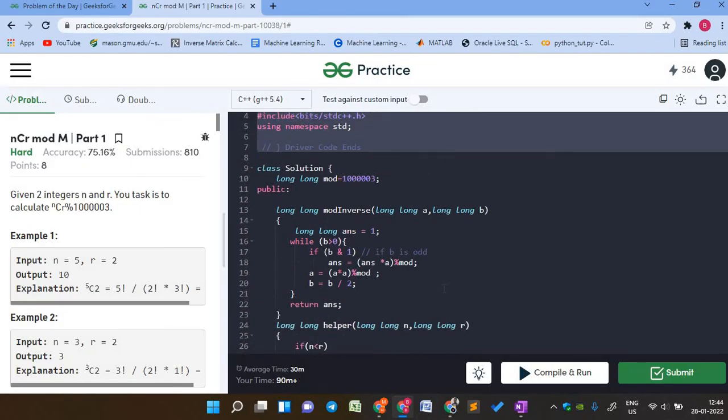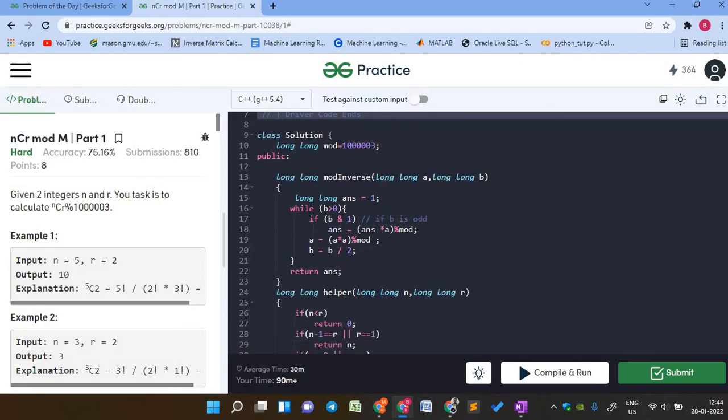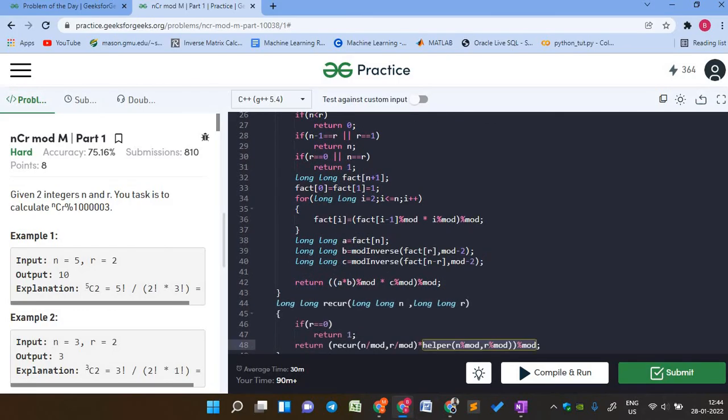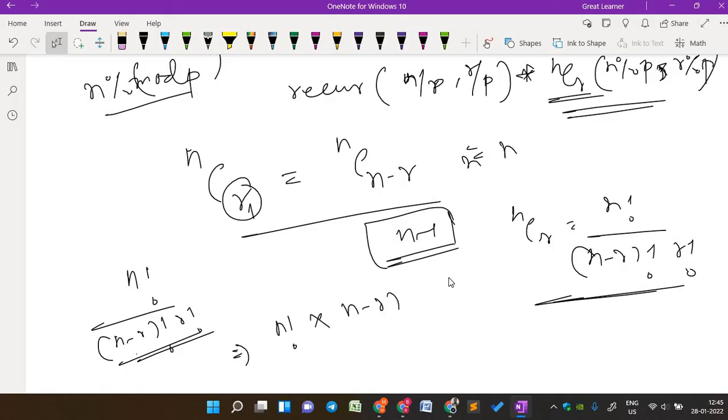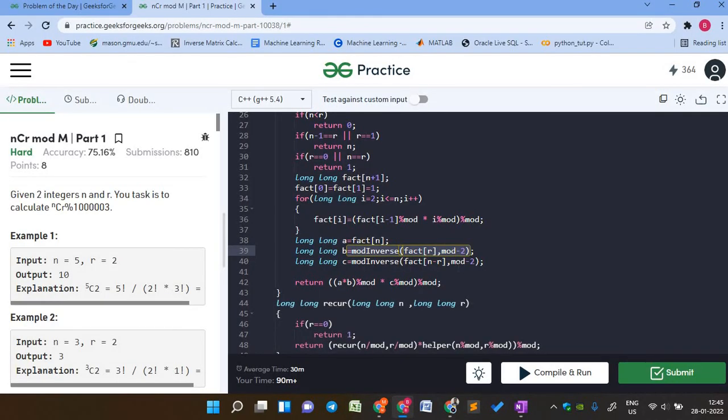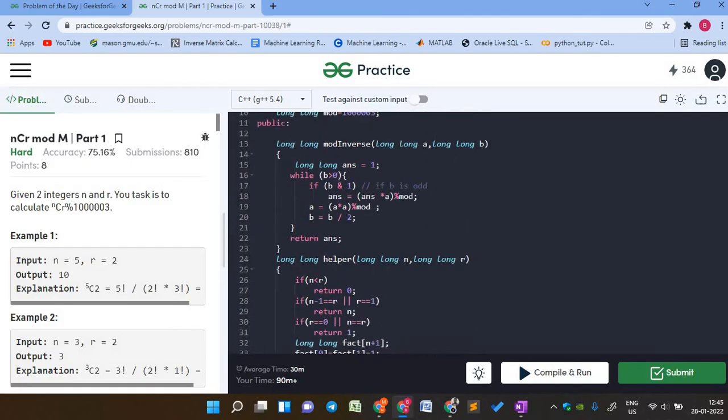So after that, we are finding the inverse value, because we need to find n factorial over (n minus r) whole factorial and r factorial, but you can't do it like that directly. So what we are doing is n factorial into (n minus r) whole factorial inverse into r factorial inverse, right? For finding the inverse we are making a mod inverse function, and in there we are finding the inverse value.